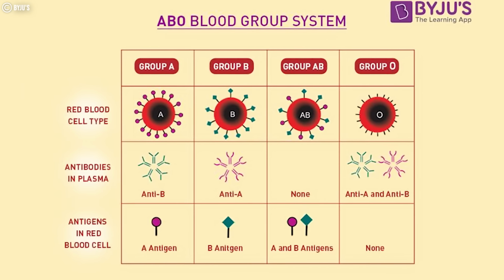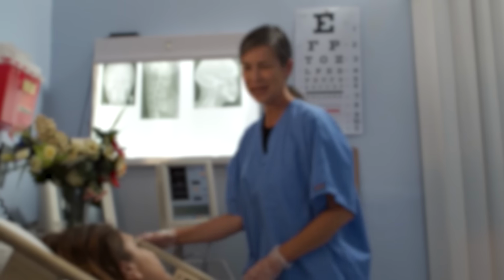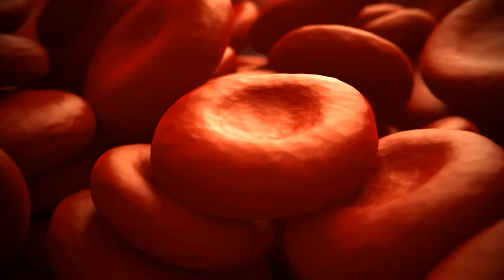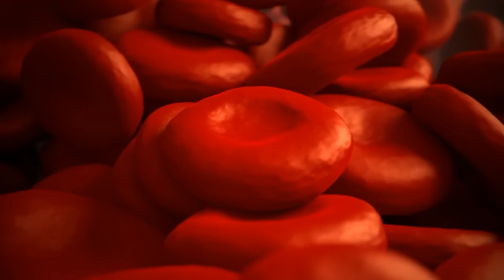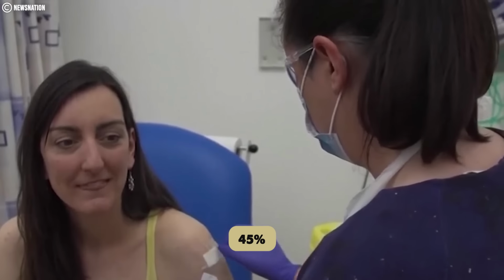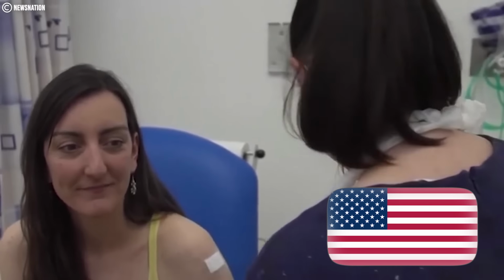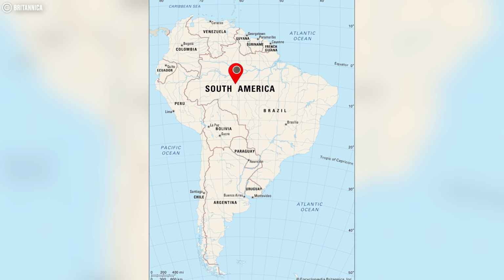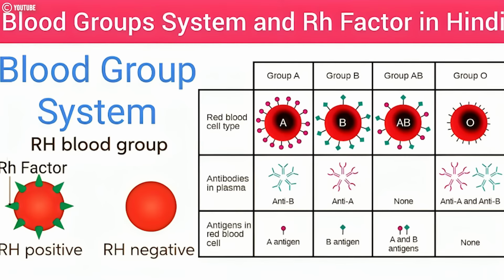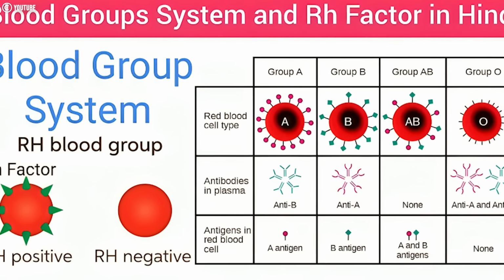In other words, O didn't come first. It's more like the rebel child of the blood type family. Yet today, O has become the most common blood type on the planet. Roughly 45% of people in the US are type O, and in some regions of South America, that number can climb to nearly 100%. Clearly, being blank has its perks.